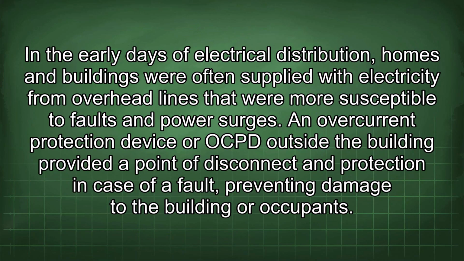In the early days of electrical distribution, homes and buildings were often supplied with electricity from overhead lines that were more susceptible to faults and power surges. An overcurrent protection device, or OCPD, outside the building provided a point of disconnect and protection in case of a fault, preventing damage to the building or occupants.